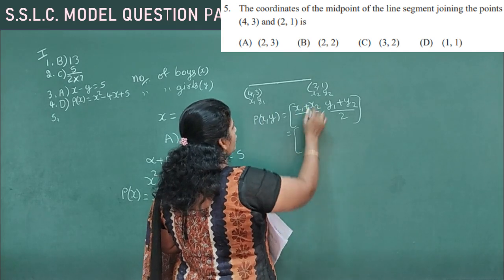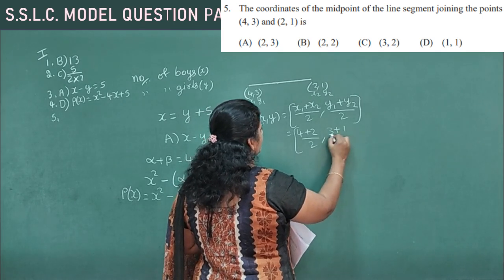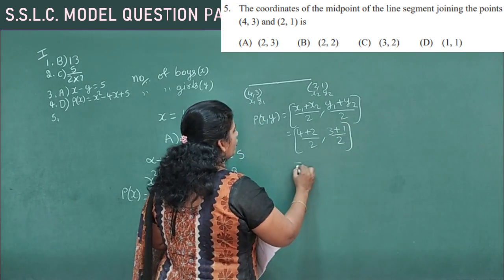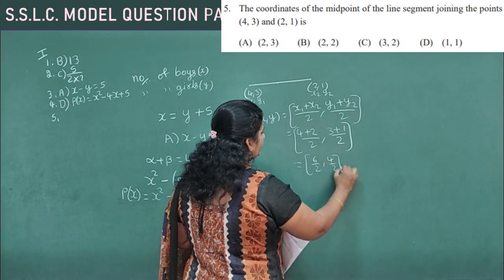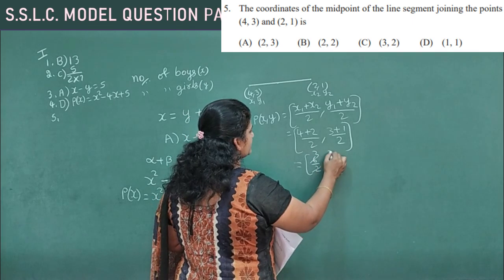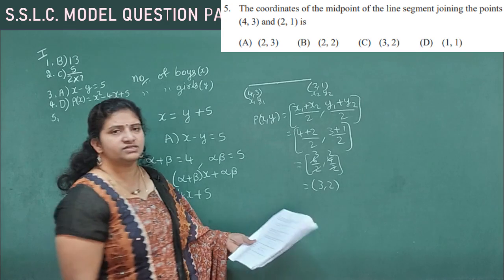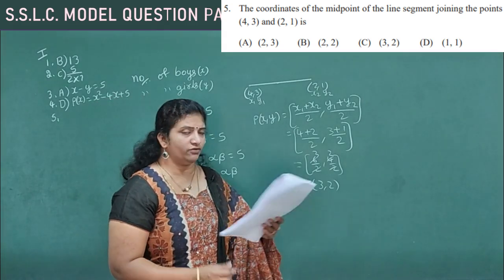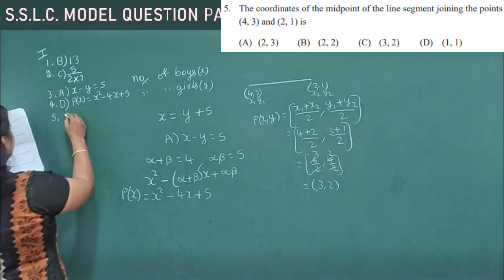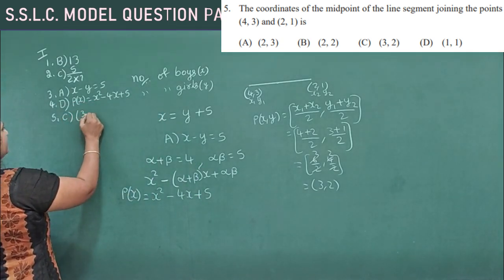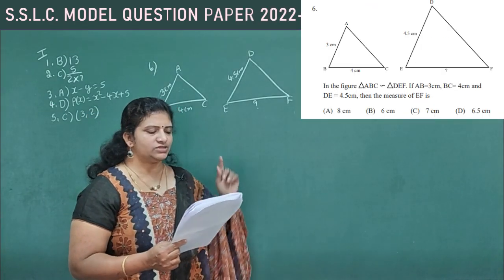That is 4 plus 2 by 2, 3 plus 1 by 2. 4 plus 2 will be 6 by 2. 3 plus 1, 4 by 2. 2 3s are 6, 2 2s are 4. So your coordinate is 3, 2. This is the midpoint coordinate of the line segment. So your option, which is the right answer? Option C, 3, 2.